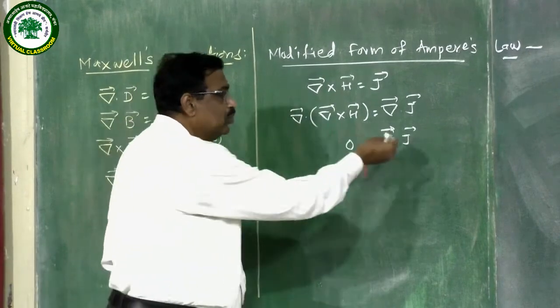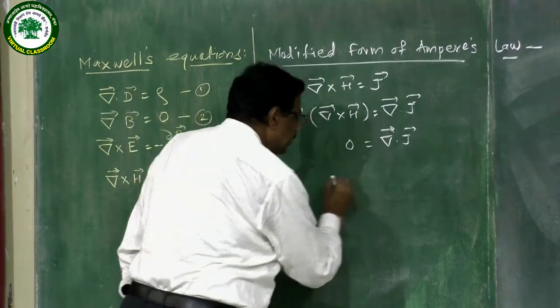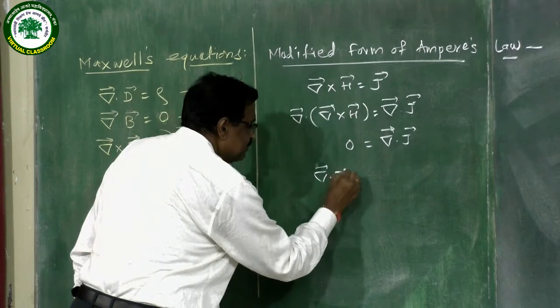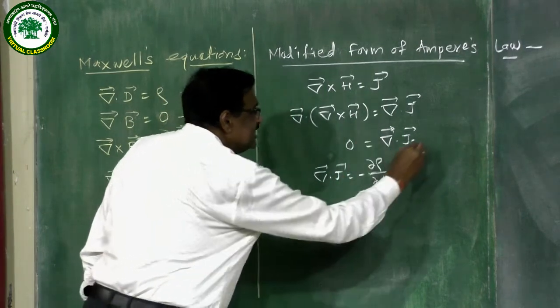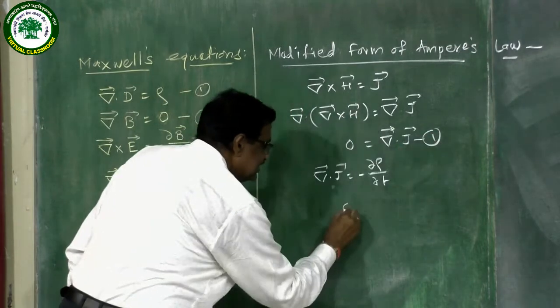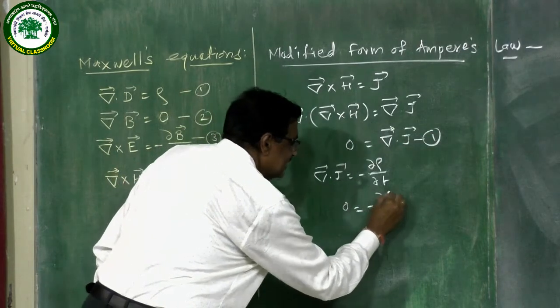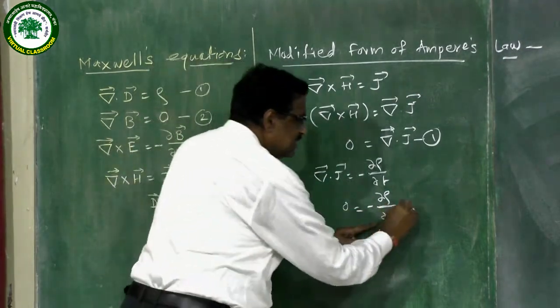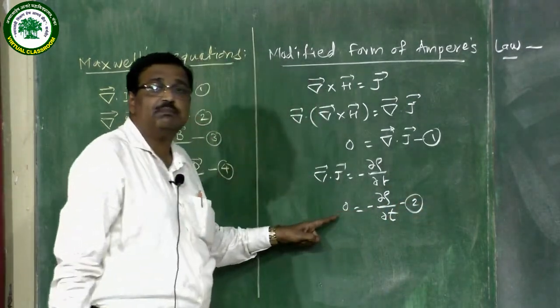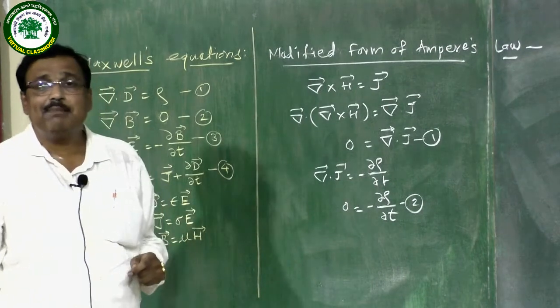And so if we put that equation of continuity, according to the equation of continuity, we know that the divergence of J is equal to minus ∂ρ/∂t. So this equation can be rewritten as 0 is equal to minus ∂ρ/∂t. That means ∂ρ/∂t also becomes equal to 0. So this is the main contradiction that occurs in the case of Ampere circuit law.